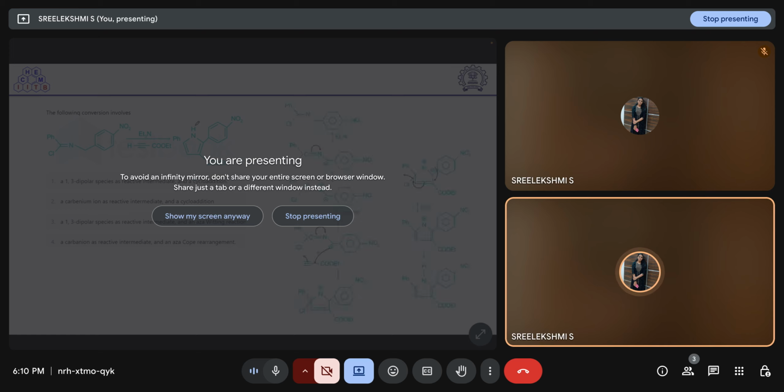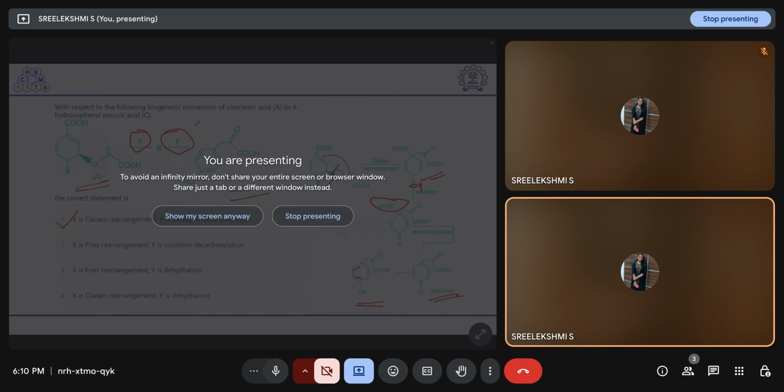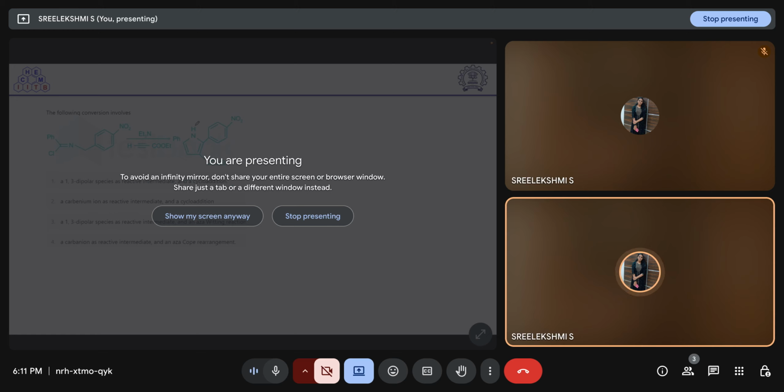The next question: the following conversion involves, so this nitro compound upon treatment with this triethylamine and this alkyne, this is the product, so which reaction is going on here?